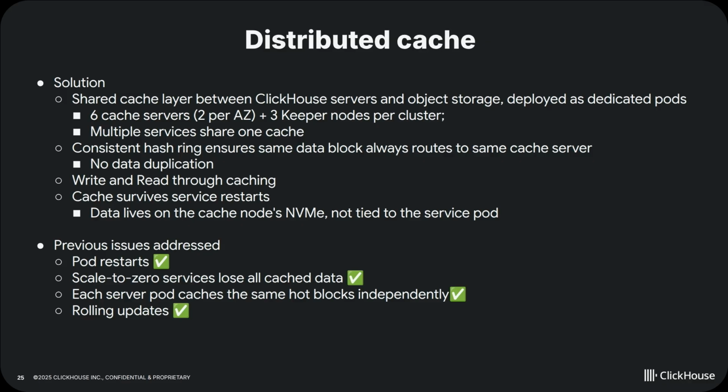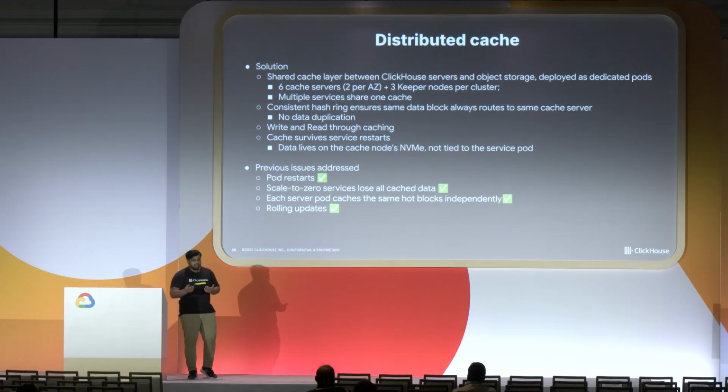Now, if we look at the previous issues that I just mentioned, when pods restart in the customer service instance, the distributed cache still does not have any restarts there. And so new pods that come up can access all the hot data in the cache immediately. And scale to 0 follows a similar pattern as well. And again, for the data duplication, we store the data once in distributed cache, and multiple server pods can now access this data. And finally, for rolling updates, it's the same story as well. So we were able to solve all of our performance concerns with the previous architecture using this new distributed cache solution that we built on GCP.